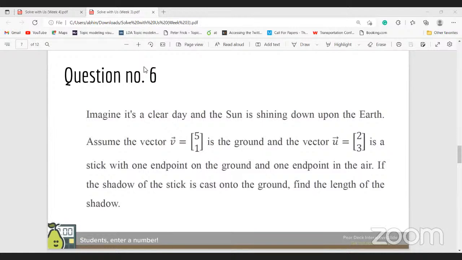So simply, we have to find the projection of the stick onto the ground. We have a vector u, which we have to find the projection for, and vector v, which we have to find the projection onto. So the formula is simple. What is the formula that you have used? The formula is u dot v by norm of v. Norm of v.